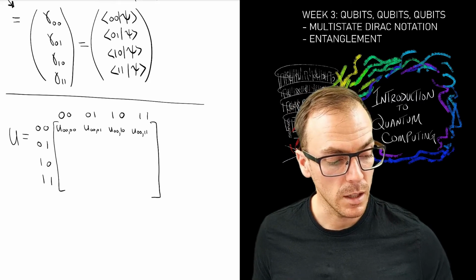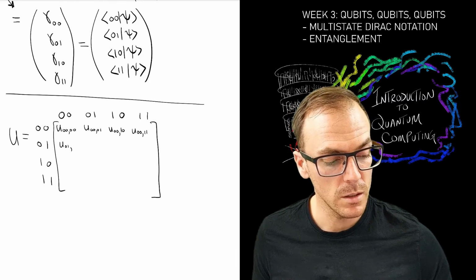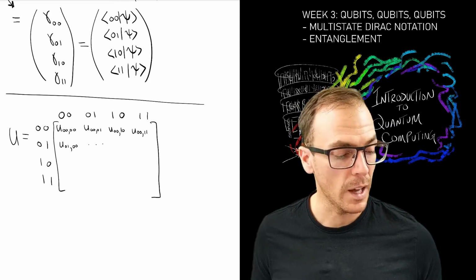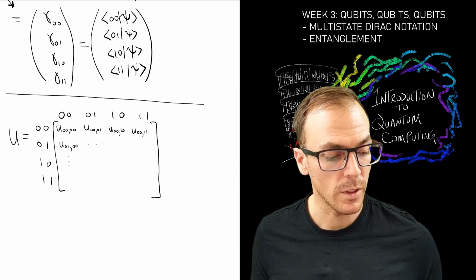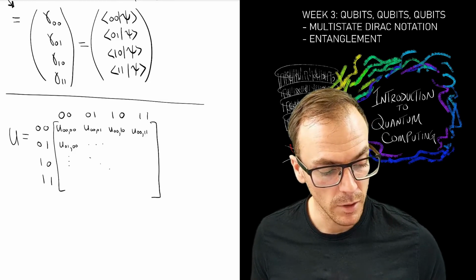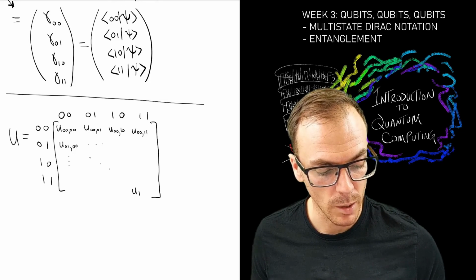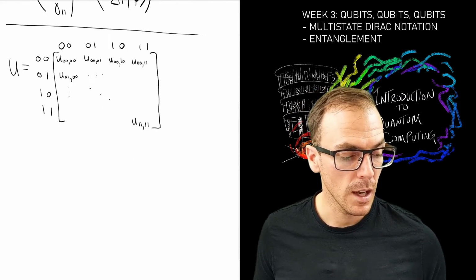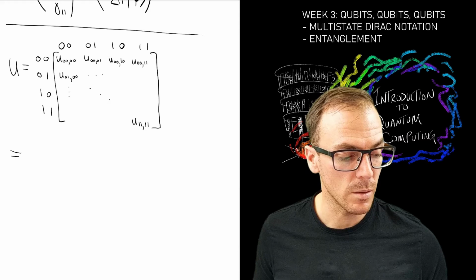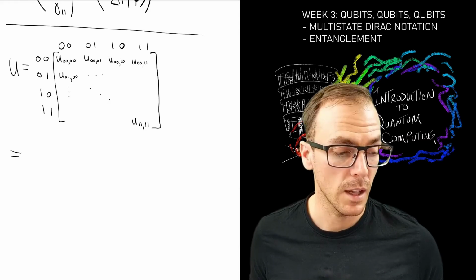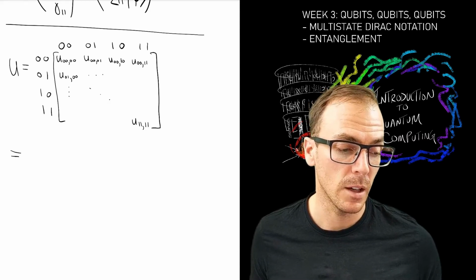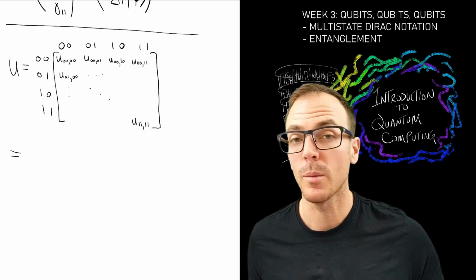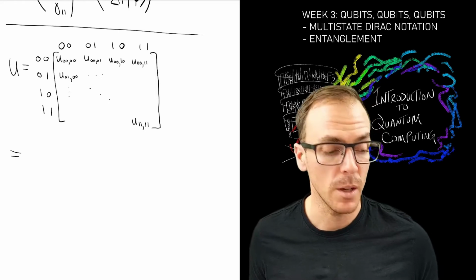Then the next row starts with 01, and the column is 00, and so on and so forth for that row, and so on and so forth for that column. And finally, we get to the very bottom right, the 11,11. That's the explicit matrix representation of any matrix acting on a 4-dimensional vector space, so a 4x4 matrix.